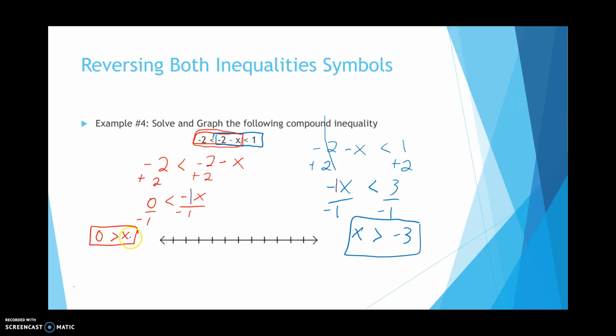So if 0 is greater than x, and x is greater than negative 3, the way we can write this is 0 is greater than x, and x is greater than negative 3. That's how we would write this. Now let's graph it.